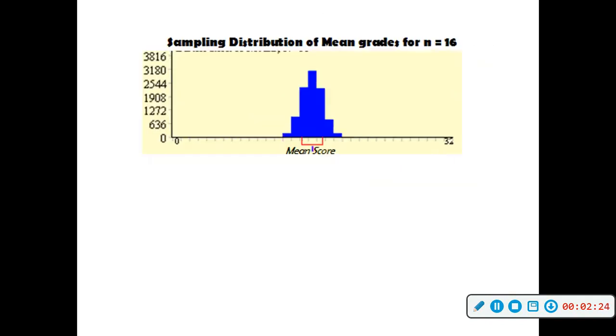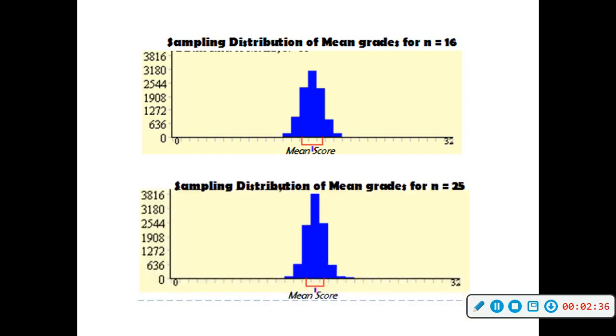All right? Now what if I take all the possible groups of 16 and find the average of each of those groups of 16 students and plot all of those averages? This is what this distribution would look like. And then the same thing for groups of 25.